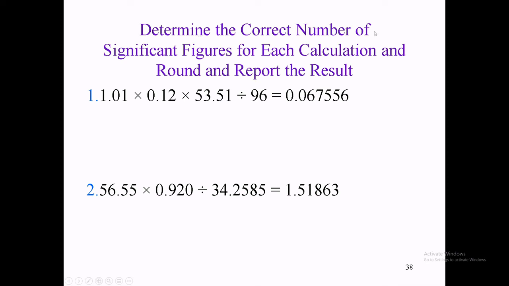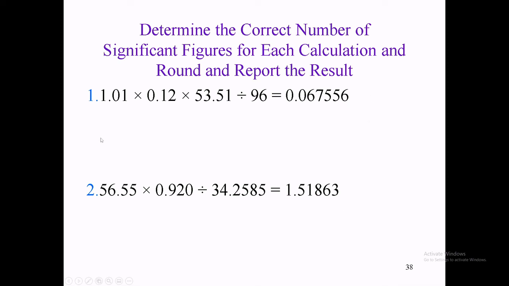Okay, so determine the correct number of significant figures for each calculation and round and report the results. So this is question number 1 here. We have 1.01 times 0.12 times 53.51 divided by 96 is equal to 0.067556. And we have 56.55 times 0.920 divided by 34.2585 is equal to 1.51863. These are the values that we would get from the calculator.